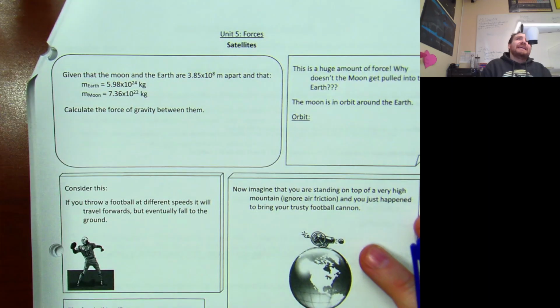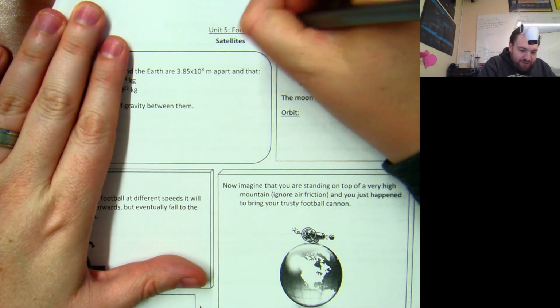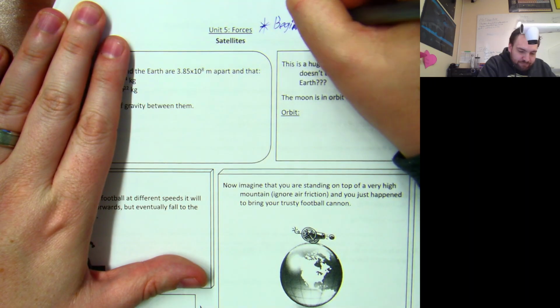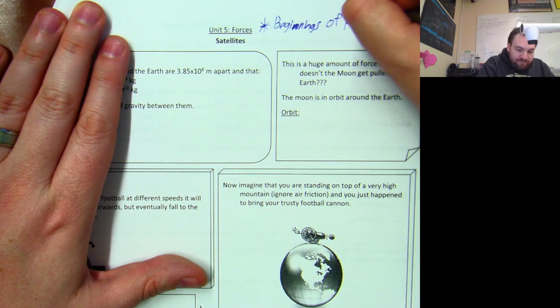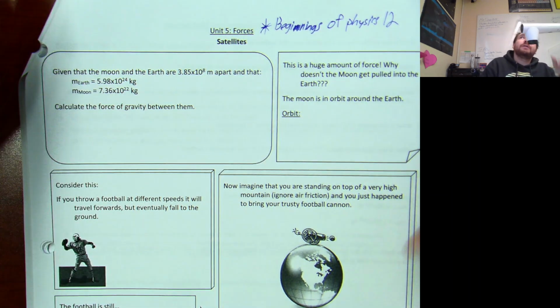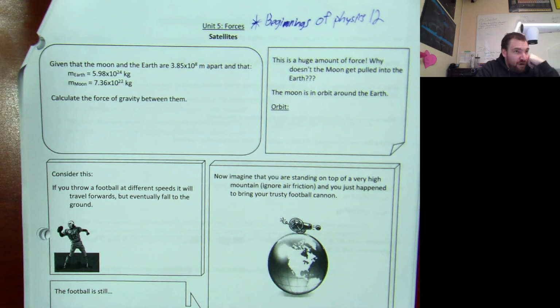Okay, the last piece here is we're going to talk about satellites briefly. This is the beginnings of Physics 12. Okay, so this is the beginnings of a unit in Physics 12 called circular motion.